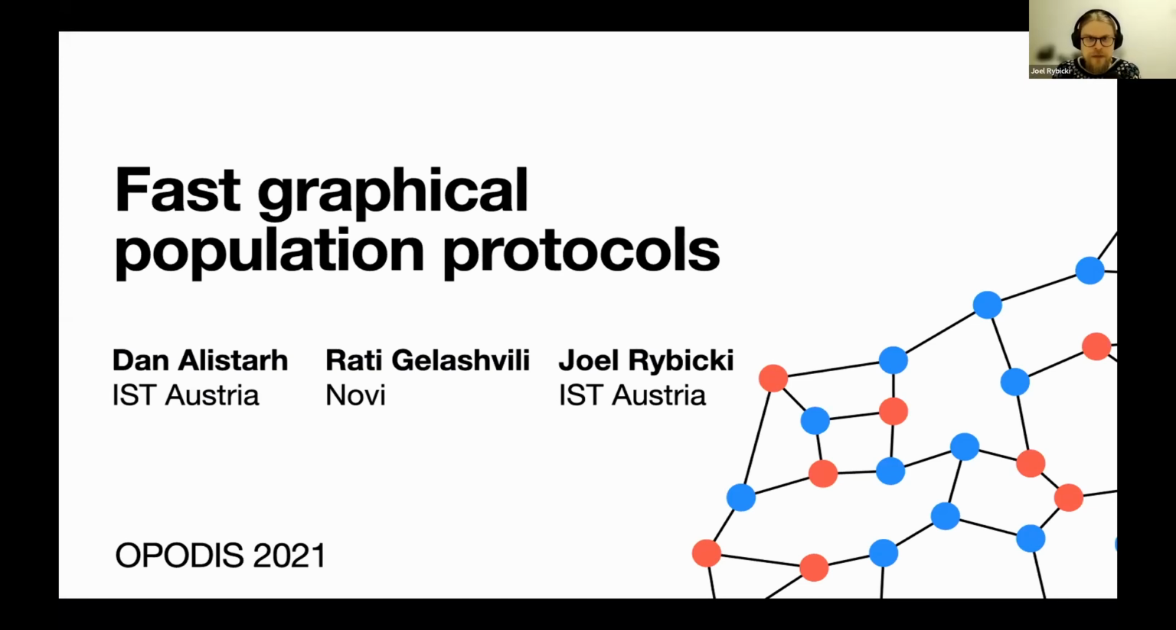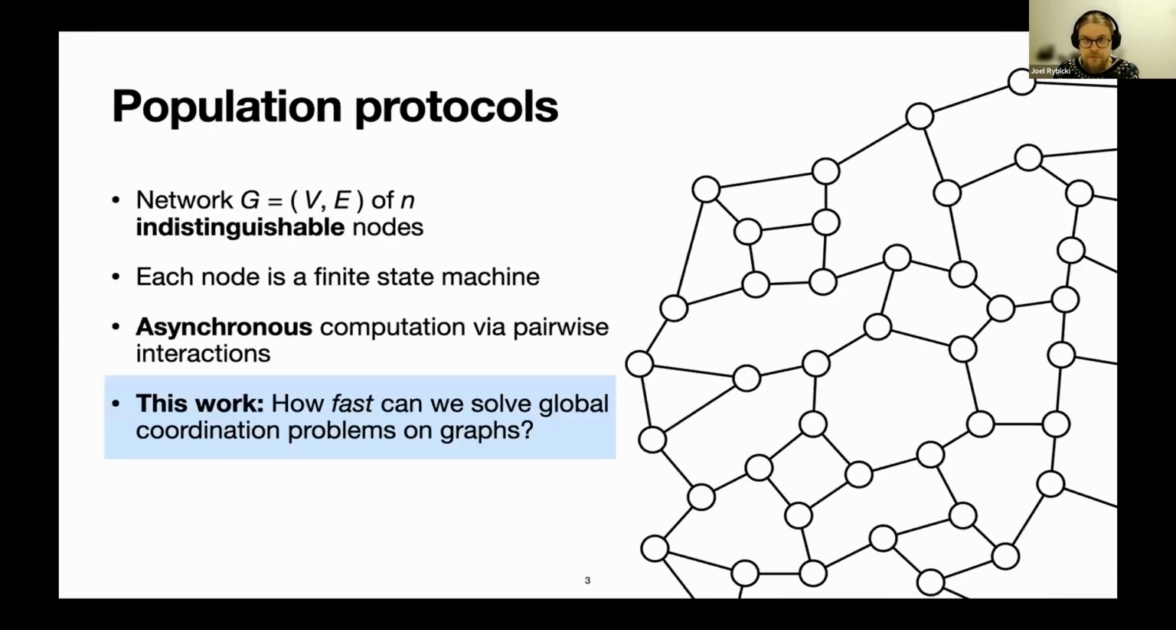Greetings from Vienna. I'm going to talk about how to solve global coordination problems fast in the population protocol model on graphs. This is joint work with Dan and Rati. We've seen many examples of variants of population protocol models today, so I'll now briefly overview the variant we are considering in this work.